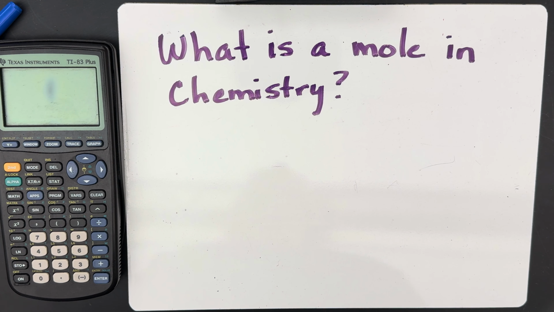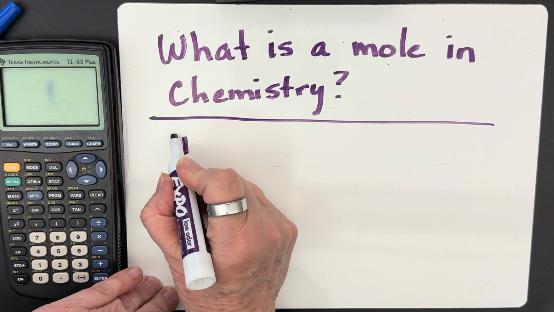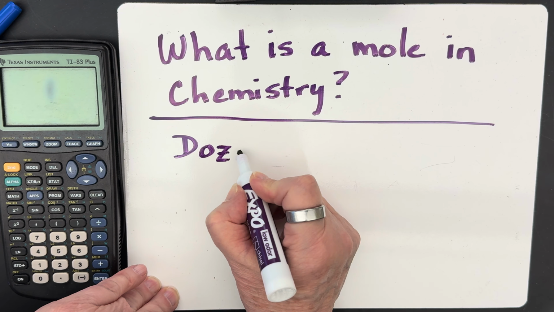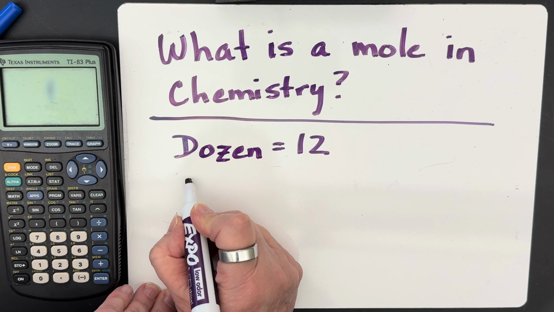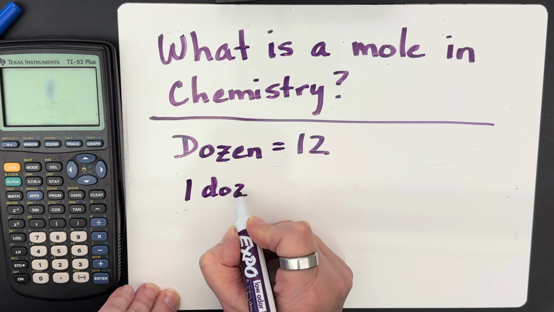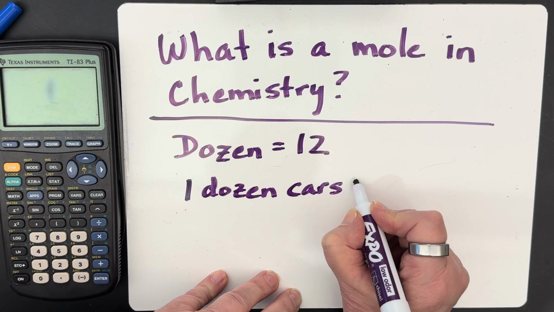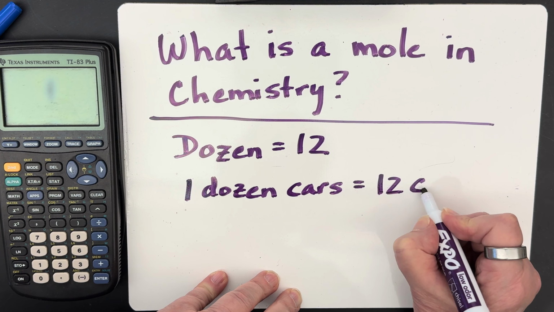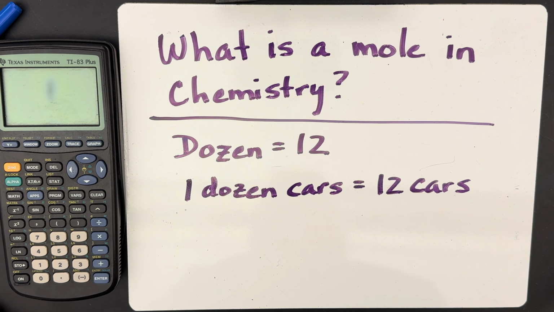So think about the word dozen. A dozen of something is 12 of those things. So if you have 1 dozen cars, you have 12 cars. If you have 1 dozen donuts, you have 12 donuts. A dozen is always 12. Well, a mole is similar.